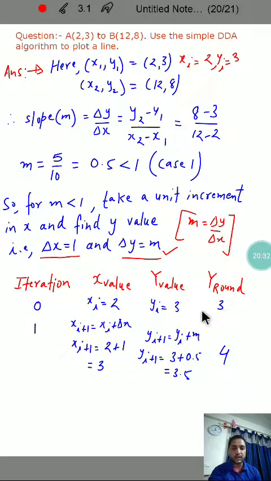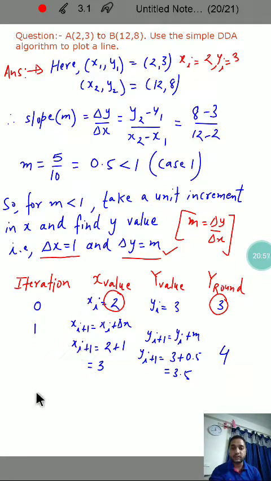तो आपको राउंड कुछ नहीं करना है, इसका मतलब 3 will be an exact value, so it will be 3. So what you will have to plot now is 2, 3. जो प्लॉट करोगे आप वो करोगे 2, 3. These are the pixel coordinates. Okay, now the next iteration, that is first iteration, now what will become xi plus 1.